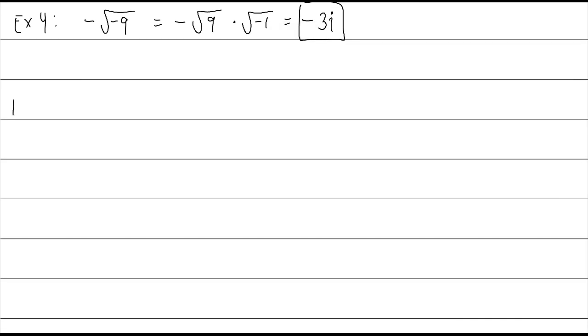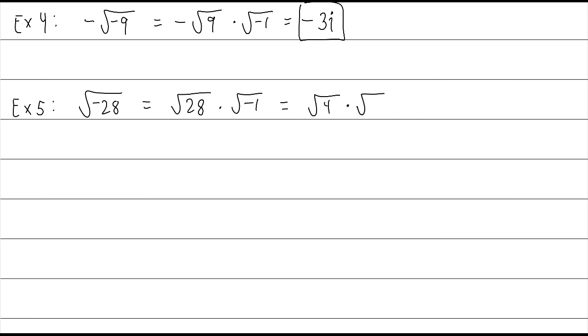And then let's do one more. The square root of negative 28. This one's a little trickier. I'm going to start off the same way: the square root of 28 times the square root of negative 1. That's going to take care of that i. But 28 can actually be simplified. Remember what 28 is: 4 times 7. So I can break this up as the square root of 4 times the square root of 7 times the square root of negative 1.